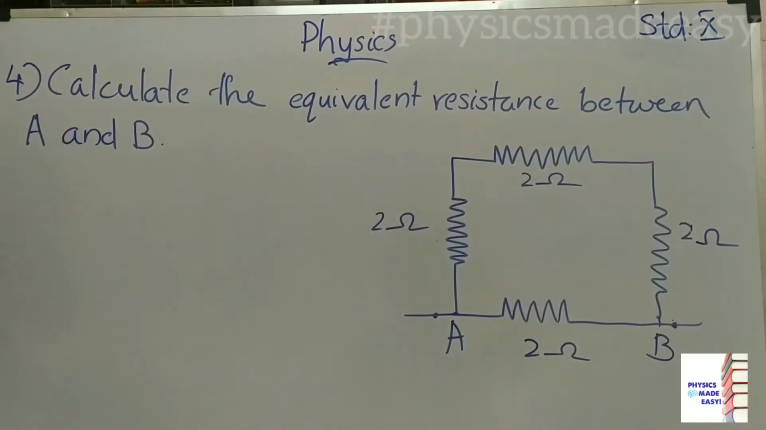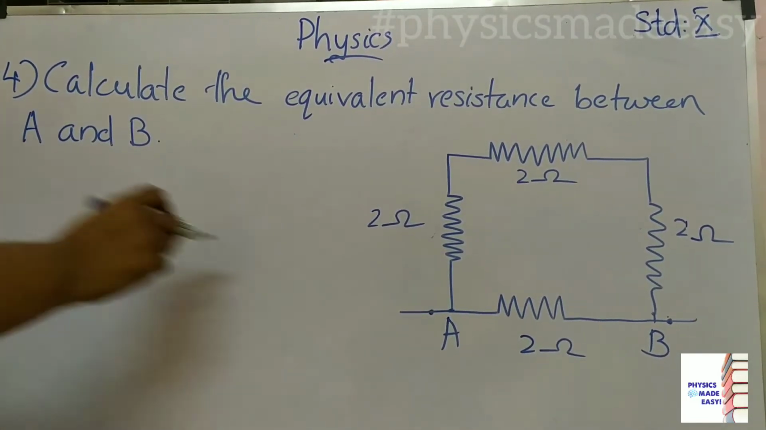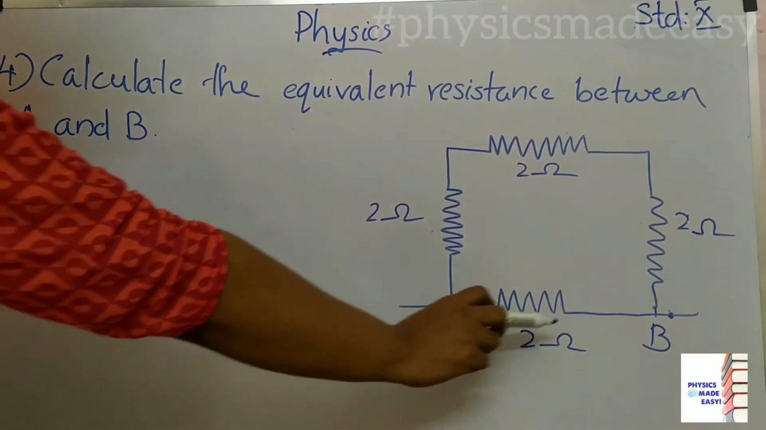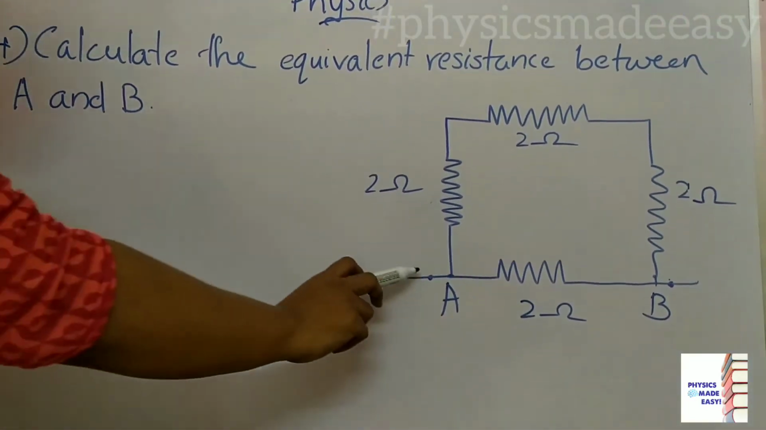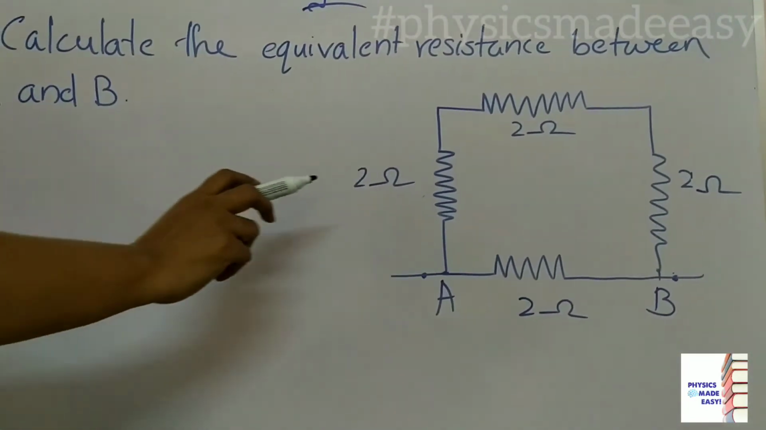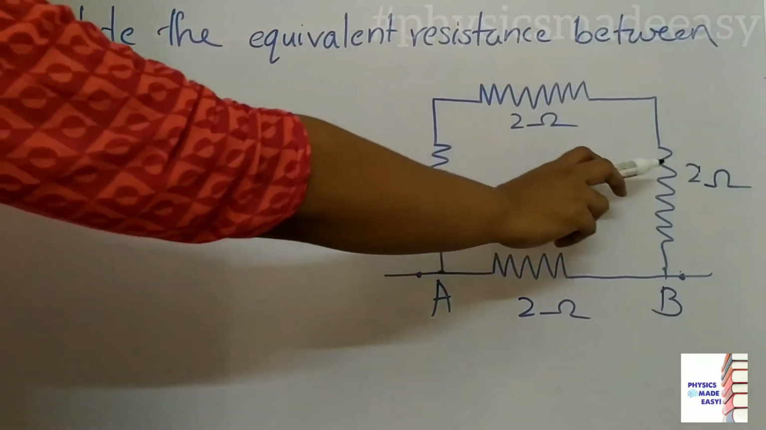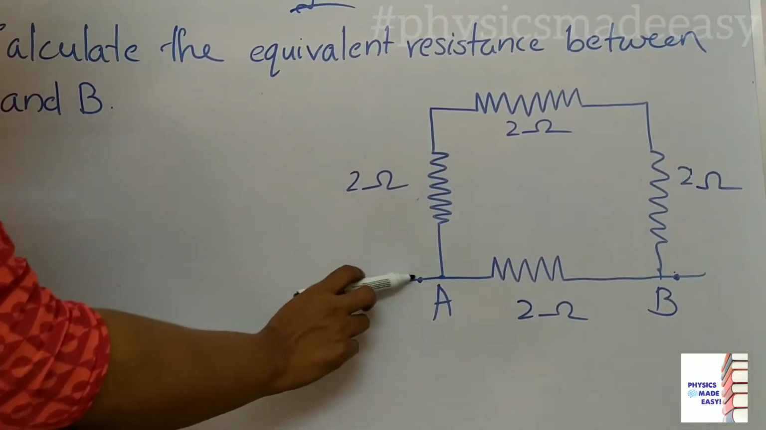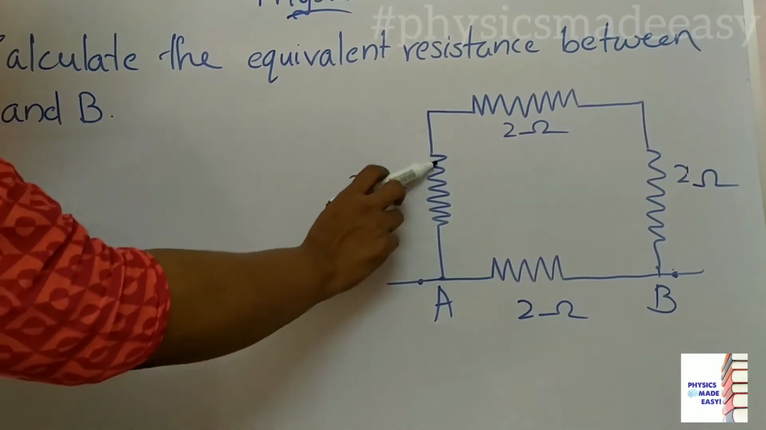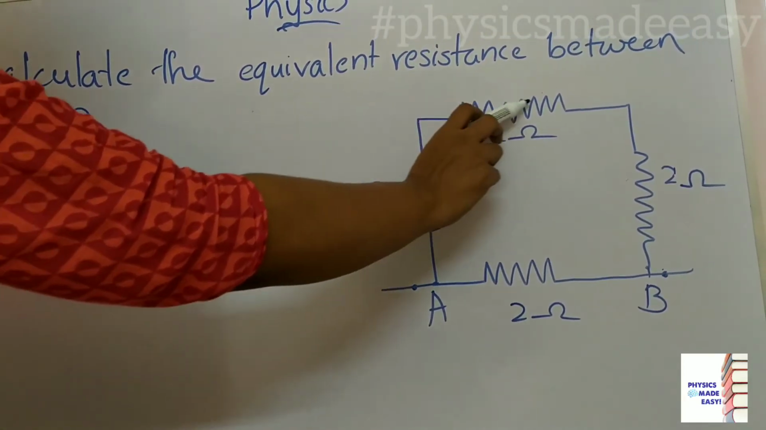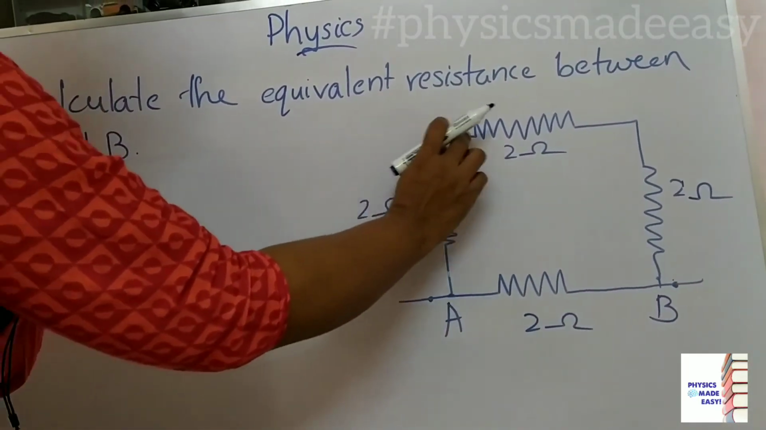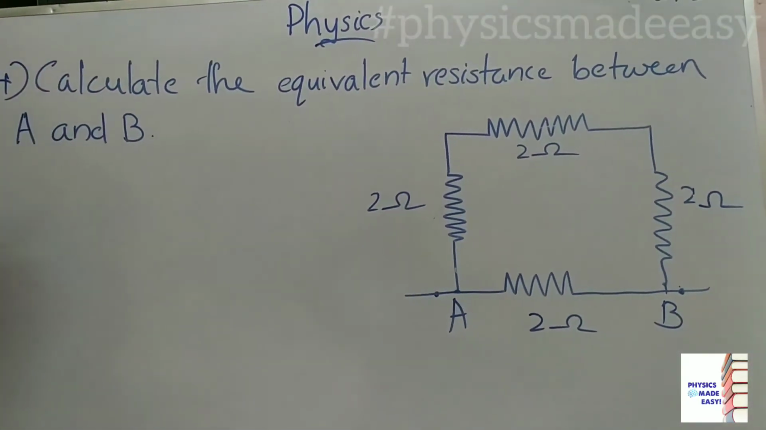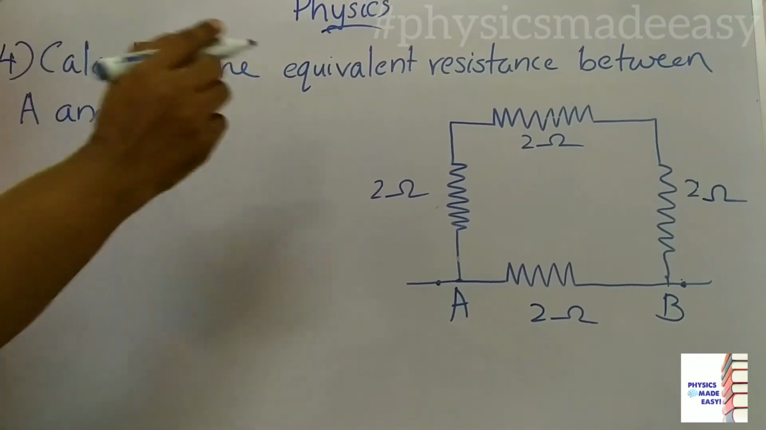Here another one question. Calculate the equivalent resistance between A and B. Here you can see A and B. We have to find the effective resistance between these 2 points. Then here 2 ohm resistance, 2 ohm, 2 ohm. These three you can see, if current is passing through this way, you can see no division for that. Here also the same current is passing. Here also same current passing. So in this part no problem. We can say these three resistors are connected in series.